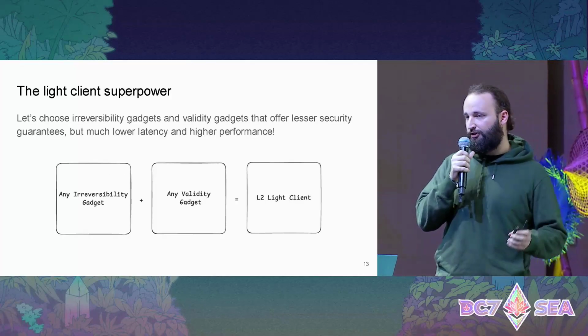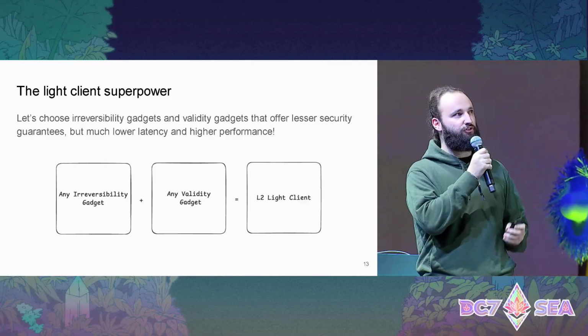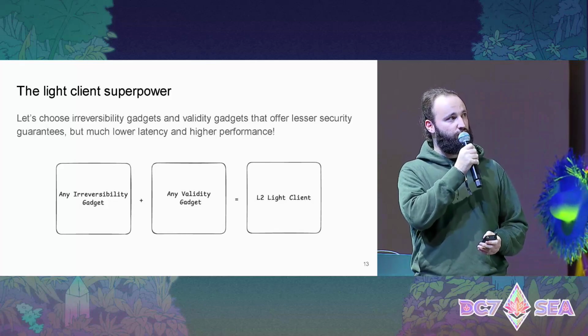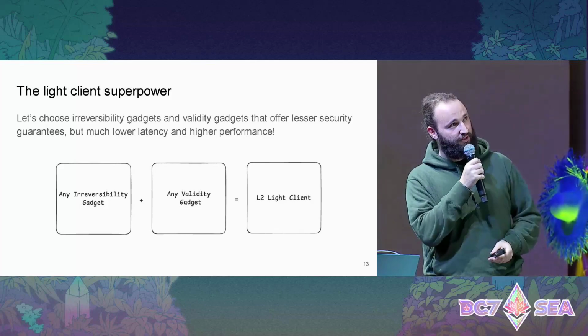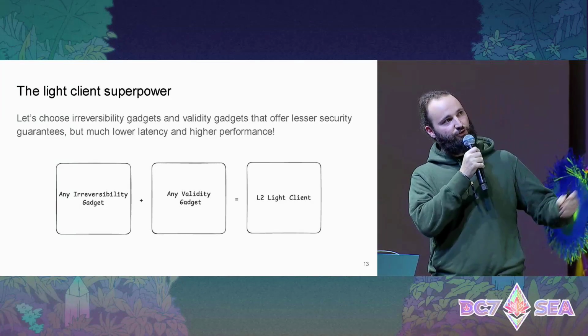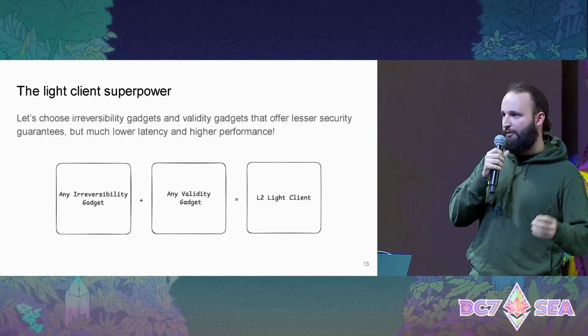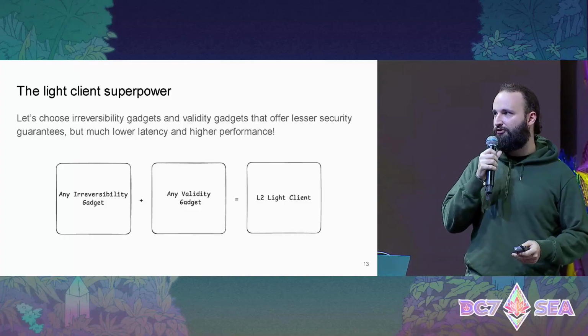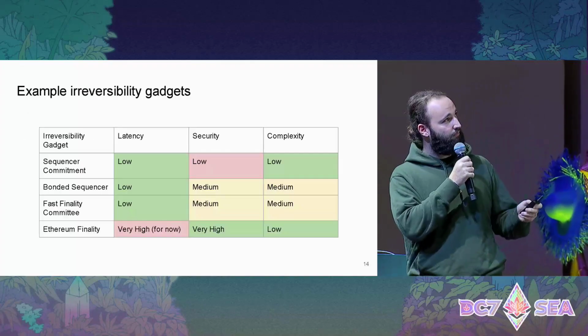So now we need to do something. We need to choose Irreversibility gadgets and Validity gadgets that offer lesser security guarantees, but lower latency and higher performance. And when we do this, it means that we can pick any Irreversibility gadget and any Validity gadget that we can come up with. And we have an L2 light client, and we can make these choices so that they are best for a given use case.